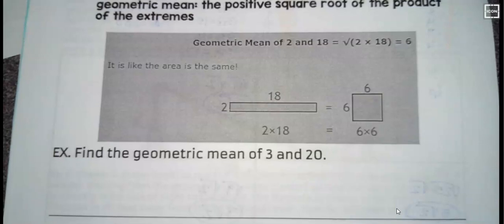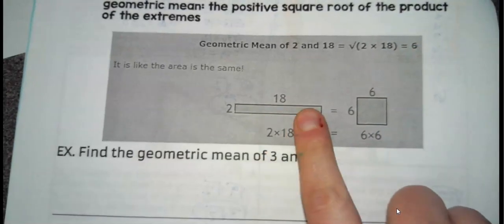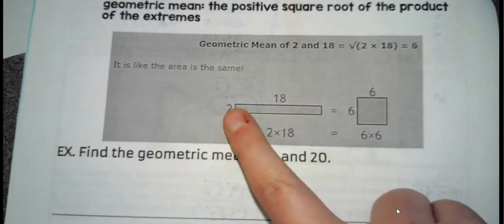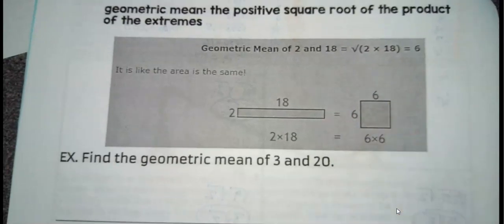So we are going to take the two numbers, 2 and 18, multiply them, and then take the square root, and you get 6. Ultimately what that means is that a shape that has 2 and 18 as its side lengths is going to have the same area as a square that's 6 by 6.